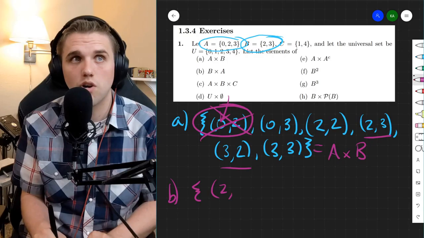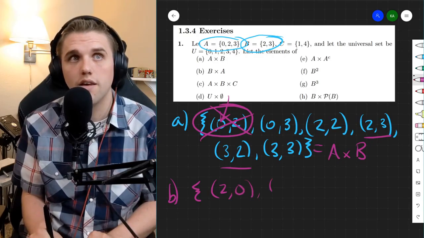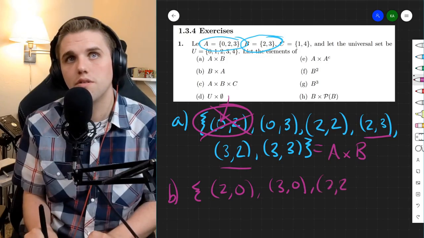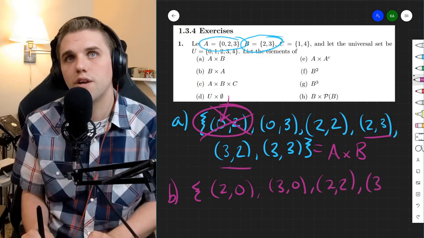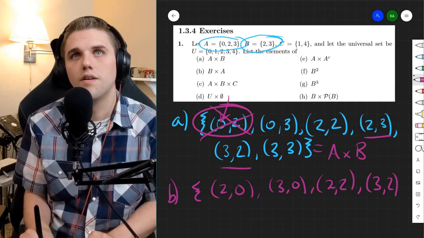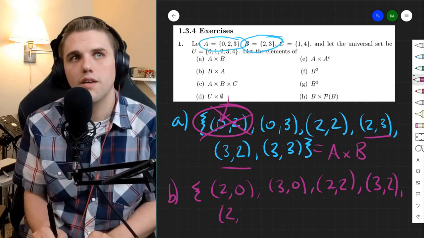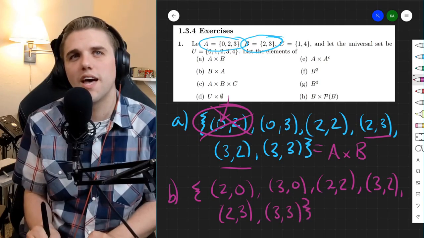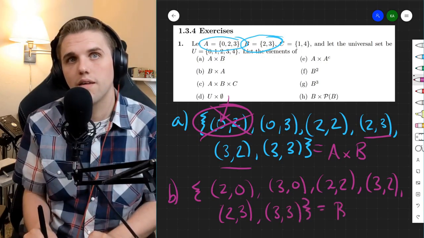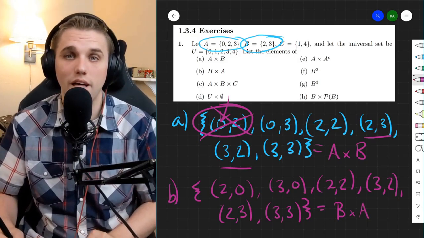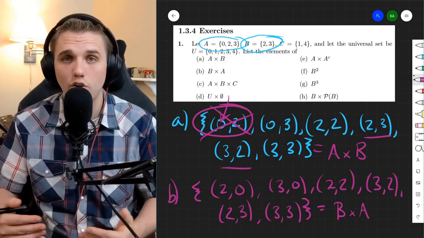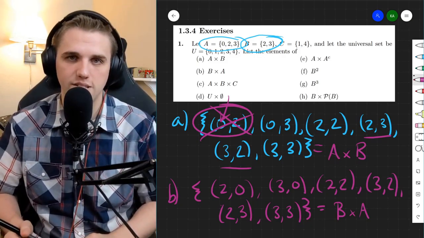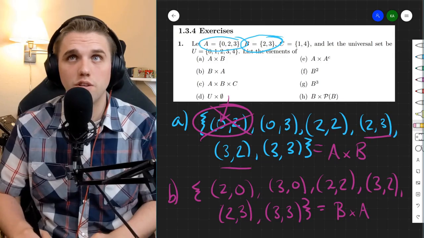So we can do 2, 0 instead, and 3, 0 and 2, 2 and 3, 2 and 2, 3 and 3, 3. So almost the same set, but not quite. And that's really crucial. If you have two different sets, then the cross product is not a commutative operation on sets. All right, let's move on to part C where things are a little bit trickier.